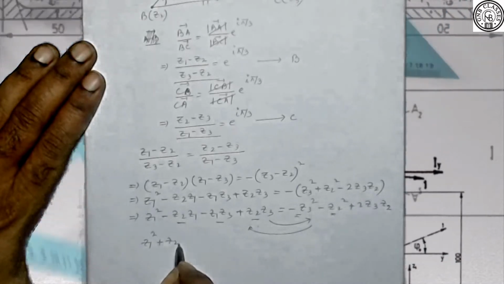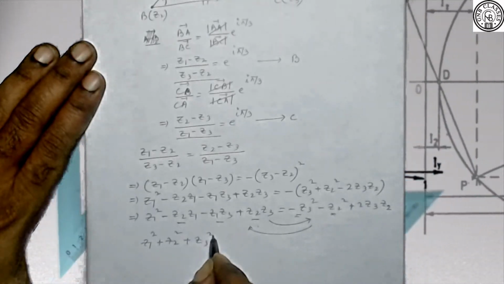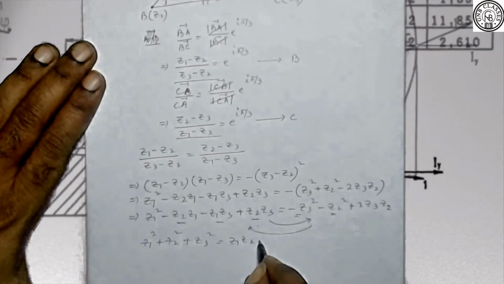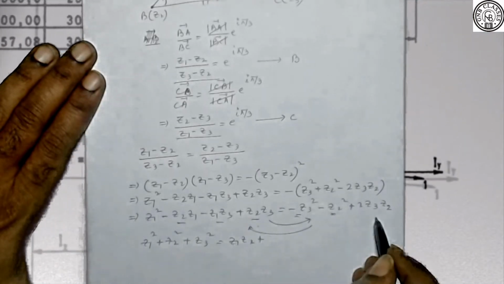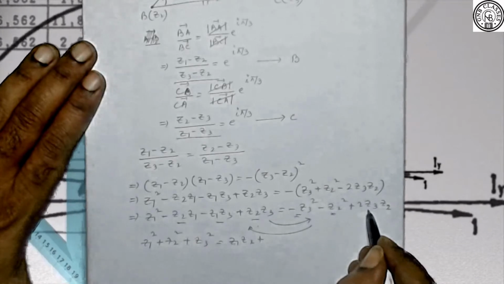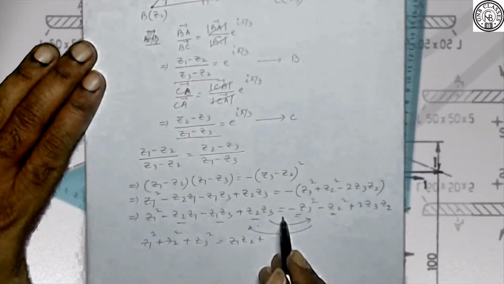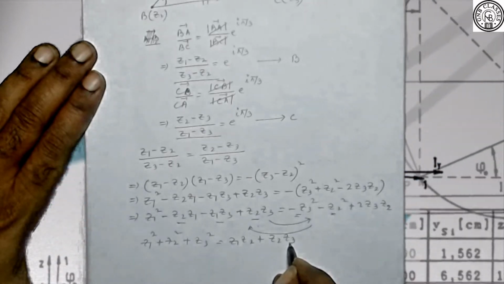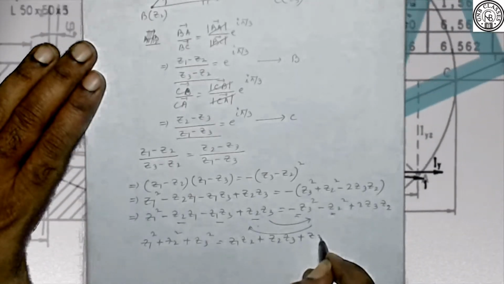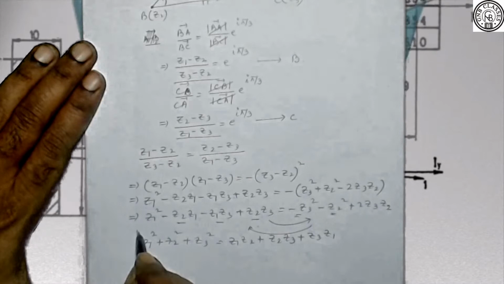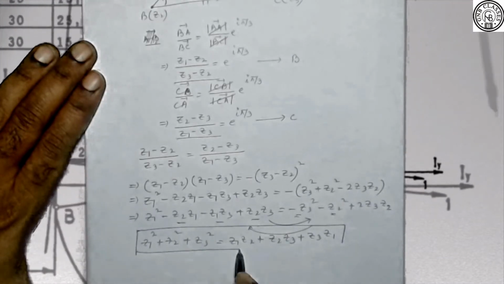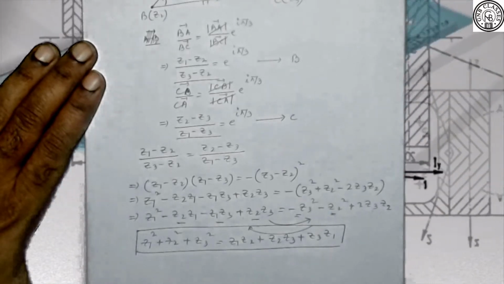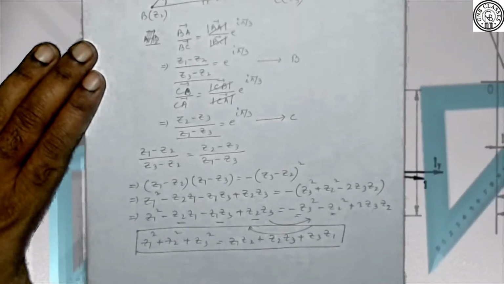Z1 square plus Z2 square plus Z3 square equals Z1 Z2 plus Z2 Z3, 2 times Z2 Z3 minus Z2 Z3, that will give you only Z2 Z3, plus Z3 Z1. Is it clear or not? So this is the relation which exists in an equilateral triangle whose 3 vertices are Z1, Z2 and Z3.